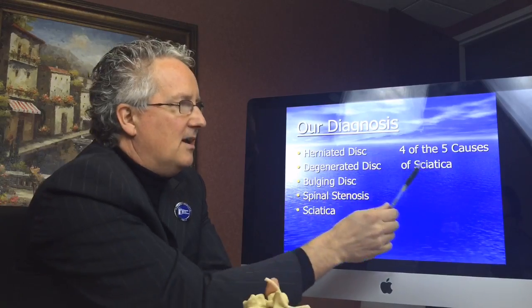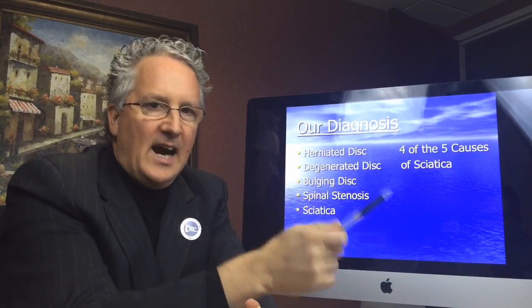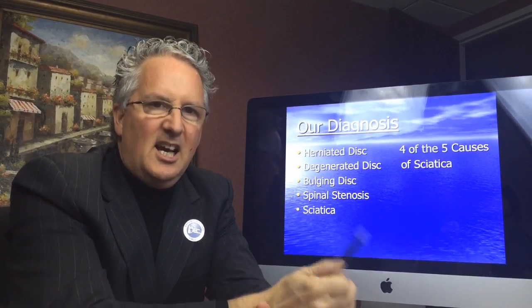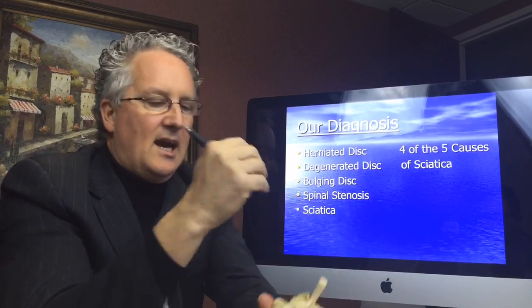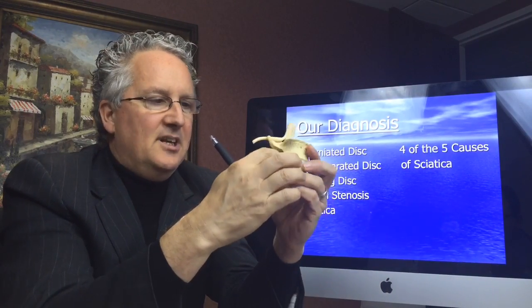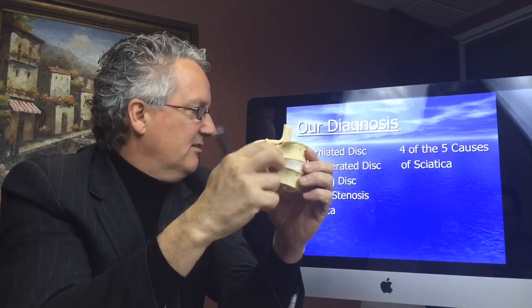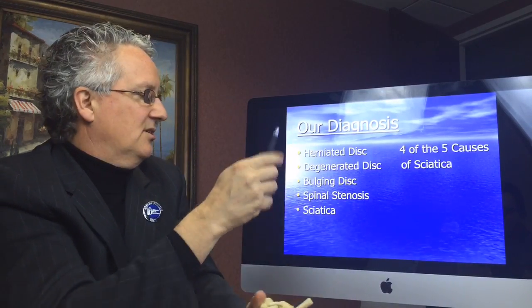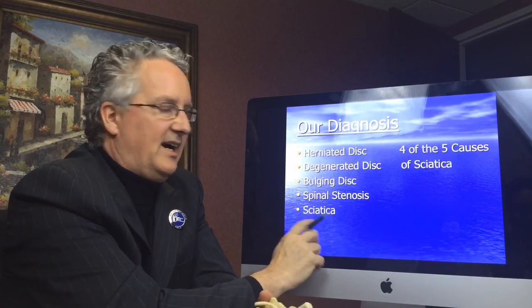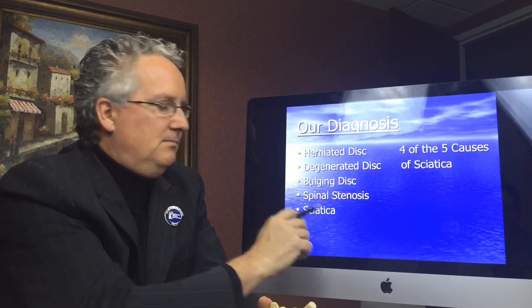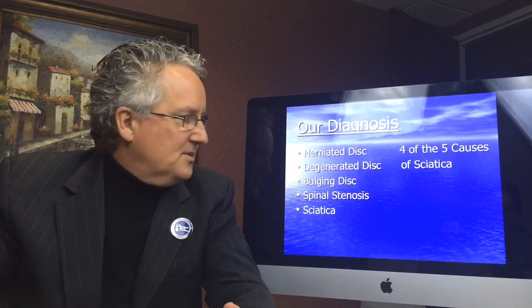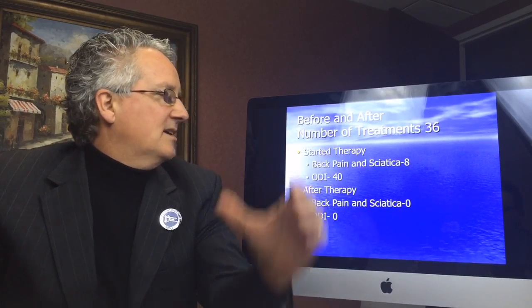Now, there are typically 5 causes of sciatica. He had 4 of them. So he had a lot going on. He had a pretty advanced breakdown. Disc degeneration with the bulging, the herniation, and the stenosis is going to cause the sciatica. So he had some pretty severe problems going on inside his spine.